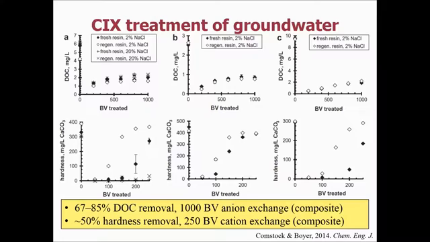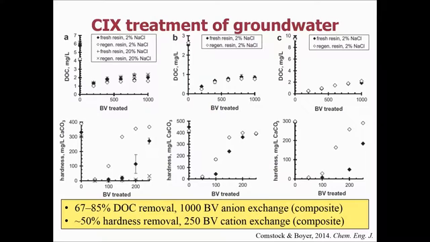Then if we look at the bottom figures here, we get something that resembles the breakthrough behavior we would expect to see for a cation exchange resin removing calcium. But again, what we're visualizing, the water that's produced, would really be this composite that would be produced over the course of these 250 bed volumes of treatment. And if we look at that composite sample, the hardness removal is around 50%.